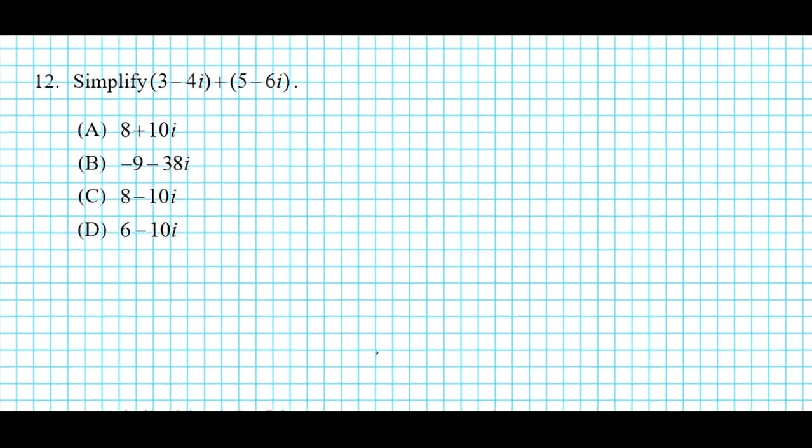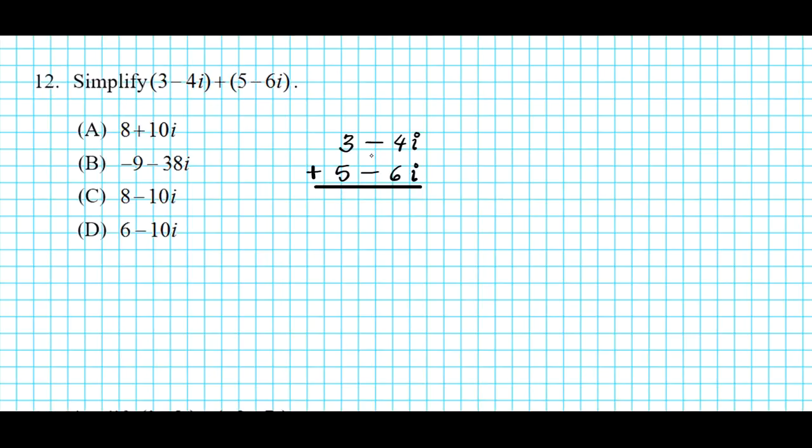Let's take a look at question 12. In this problem, we are adding two complex numbers. Okay, so we have to add 3 plus negative 4i and 5 minus 6i. It's very good to add complex numbers vertically, okay? Even when you're subtracting, just orient it vertically so you can line up the real and imaginary parts of the complex numbers. Okay, so we have them lined up, the real and imaginary parts.